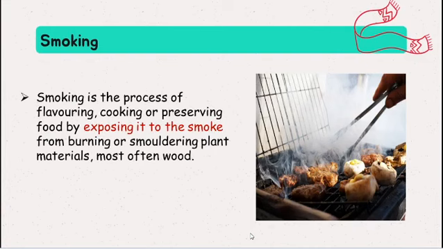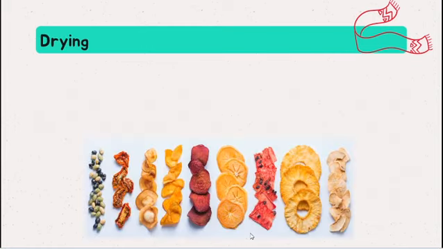So what is smoking? Smoking is the process of flavoring or cooking the food by exposing it to smoke from burning or smoldering plant materials, most often wood. By exposing the food items to smoke we can preserve that particular food item.